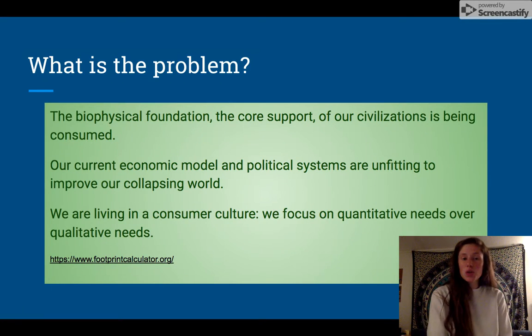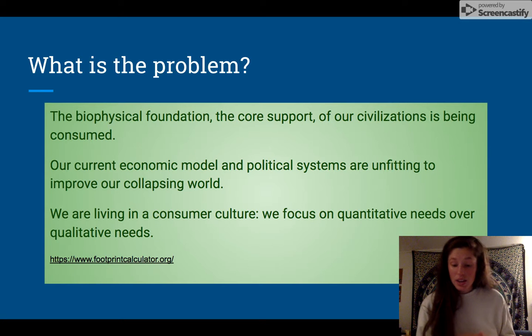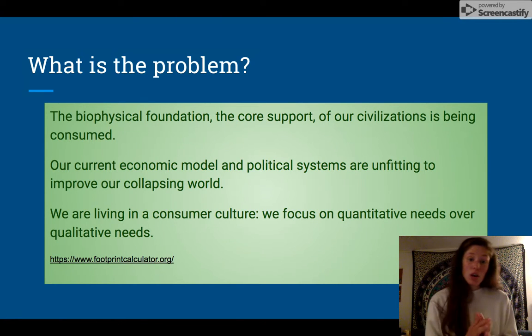Before we go into the theory, we wanted to address the problem. Why do we have this theory? Currently, the biophysical foundation, which is the core support of our civilization, is being consumed. We are using 25% more renewable resources per year than the biosphere produces. And our current economic model and political systems are not helping our world to become more sustainable.